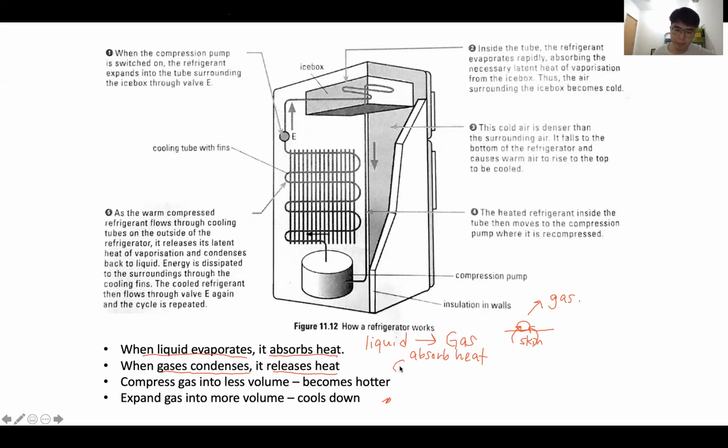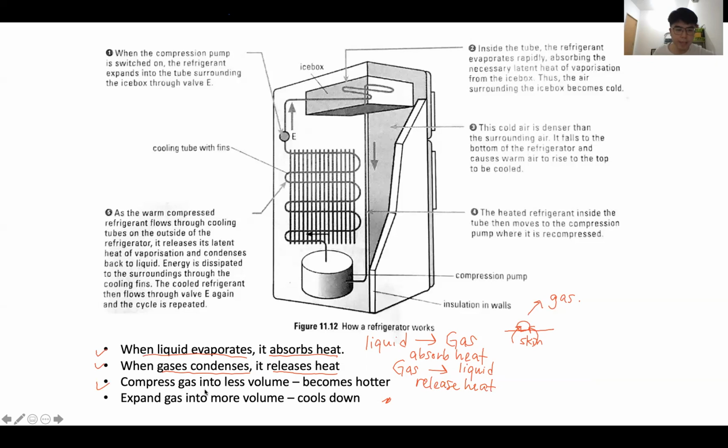Second thing is when gases condense, they release heat. So if I go from gas back to liquid, it needs to release heat into the surrounding.